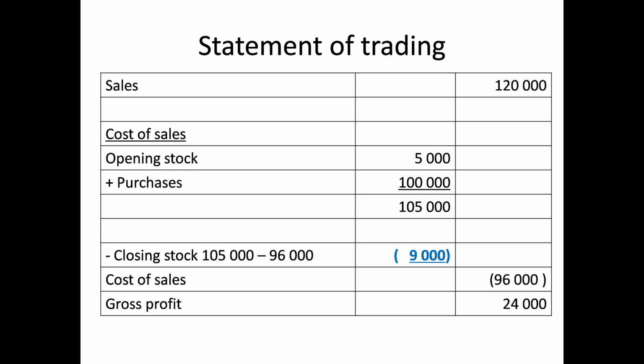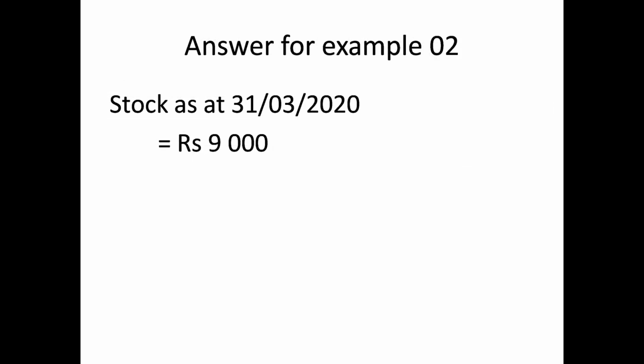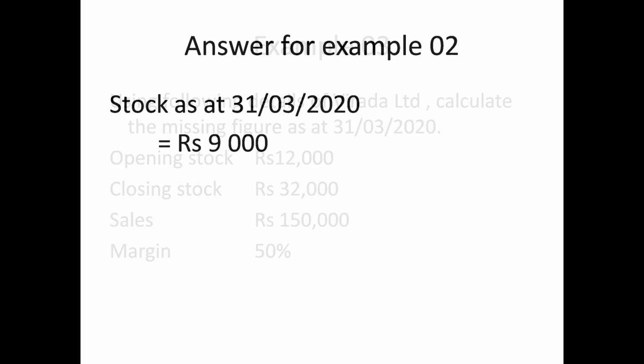This is not the answer they expect. I'm asking for the closing stock value, so you have to write the closing stock value separately as the answer. Now you can see that the final answer for example 2 is 9,000. So you are writing the answer as: stock as at 31st March 2020, rupees 9,000. Now we are going to do another example.